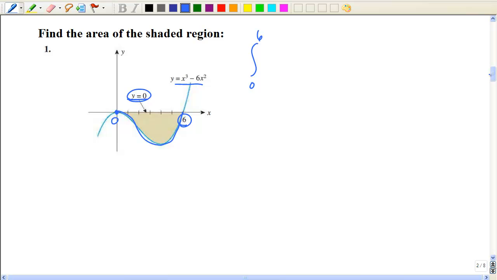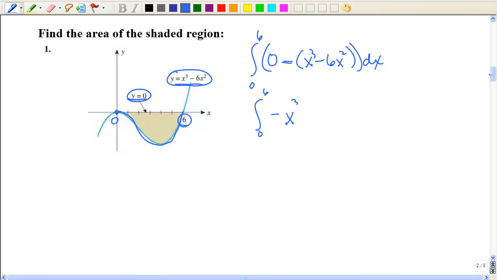It's from 0 to 6, and we're going to have 0 minus the bottom function, and you want to be really careful about that minus sign so you can distribute. So let's go ahead and distribute that, and that's the integral. Now we have to remember how to integrate. That's just going to be our power rule, so that's pretty easy.